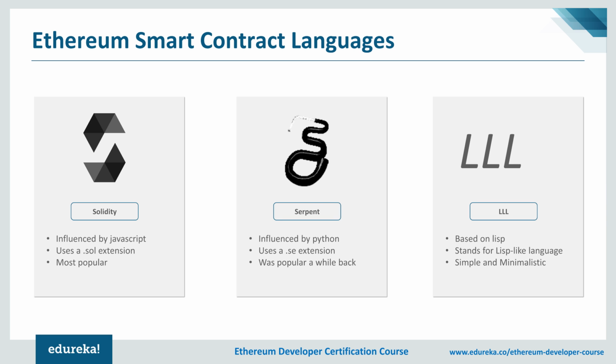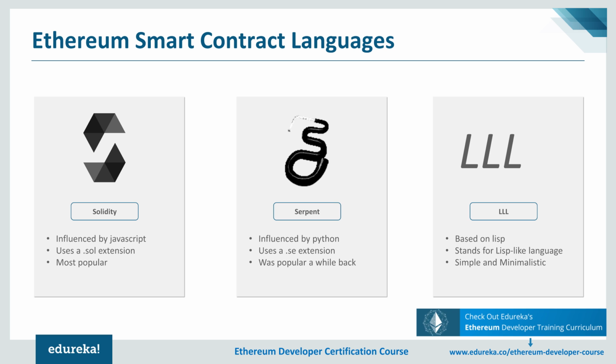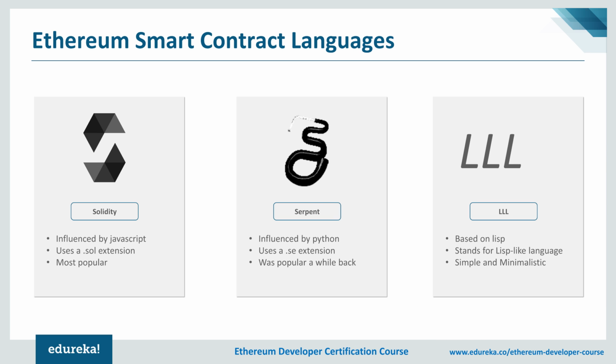Triple L is based on Lisp, which is another programming language, and it stands for Lisp-like language. Triple L was one of the first languages built for running smart contracts on Ethereum because of its very minimalistic and lightweight features, which make it very suitable for running on the Ethereum virtual machine. The second that got really popular was Serpent. Serpent is influenced by Python and uses a .se extension after its file. It was pretty popular a while back, but due to security breaches, it has now been deprecated.